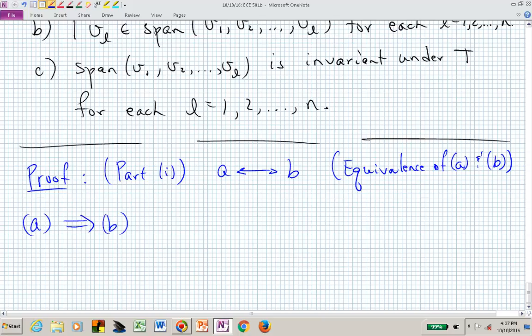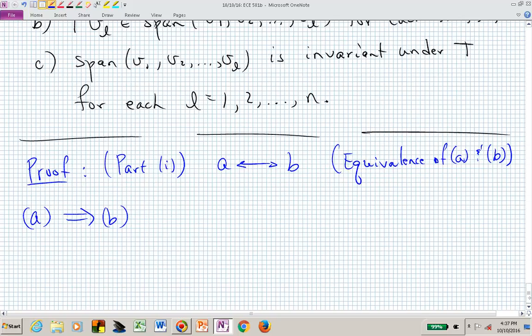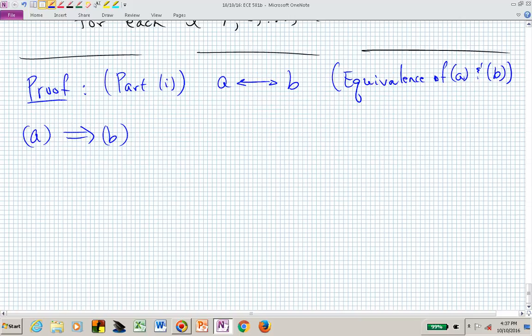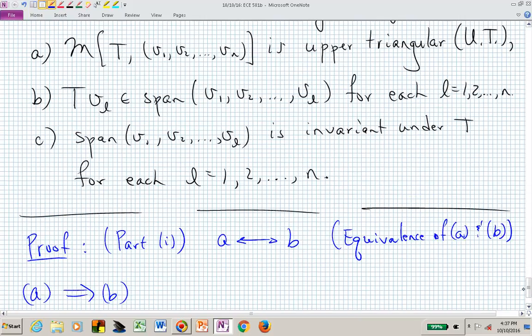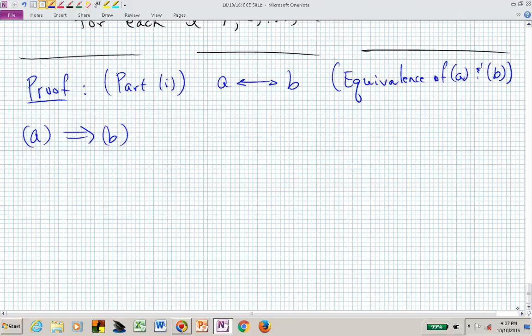Let's show that A implies B. And A was, we're starting with an upper triangular matrix, and B said that we have sort of this nesting behavior of our spanning set of eigenvectors. So let's see if we can nest these basis vectors in terms of how they work if we have an upper triangular matrix.